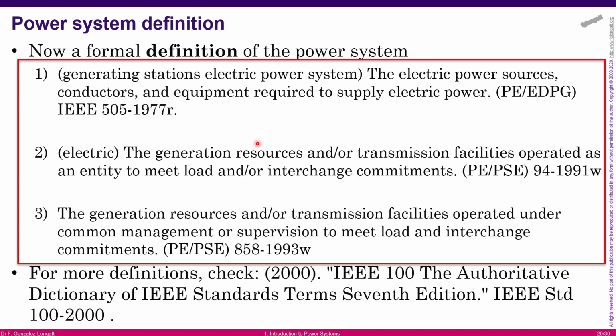Another definition is the generation resources and/or transmission facilities operated as an entity to meet load and/or interchange commitments. And finally, probably one of my favorite definitions: generation resources and/or transmission facilities operated under common management or supervision to meet load and interchange commitments. That is basically a definition of electrical power system.